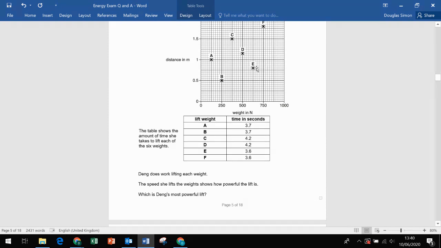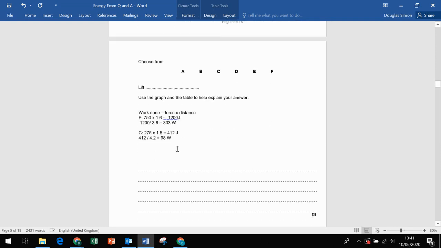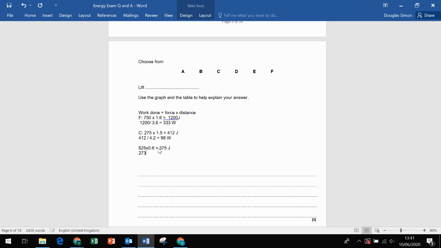All right, let's just try one more. Actually, let's try E. We'll try E just because it's got the next smallest time. So let's look at E. We've got 625 times by 0.6, which is 375 joules, and 375 divided by 3.6. I mean, that's obviously not going to be very much.